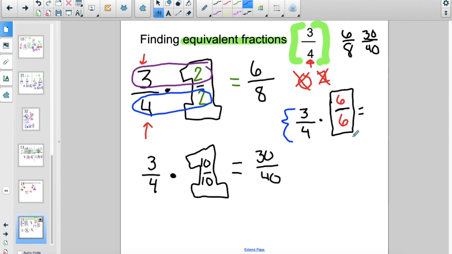All right, let's solve this last problem right here. 3/4 times our giant 1 of 6. So again, multiply my numerators together. So 3 times 6 is 18. And then look at my denominators, multiply them together. So 4 times 6 is 24. And this right here is also an equivalent fraction to 3/4.